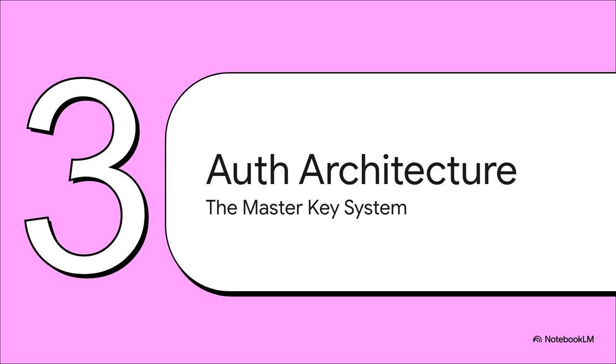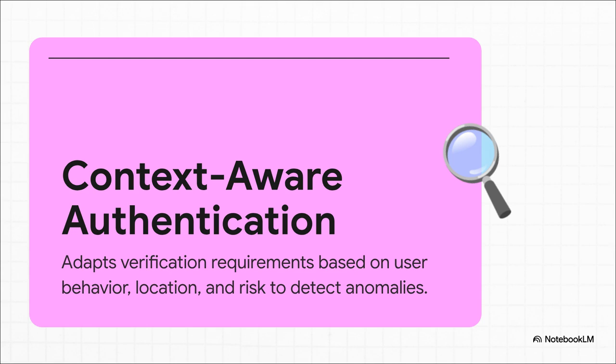Now for the fun part. How do we actually build the locks and keys for all of them? Well, this is where a modern authentication architecture comes in. And believe me, it's way more sophisticated than just a username and a password. This is where we get really clever. Instead of just a simple password check, we can use AI to secure AI.